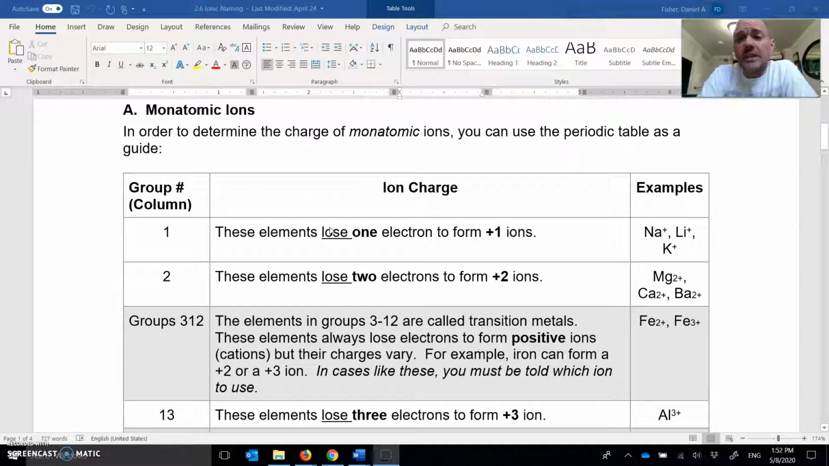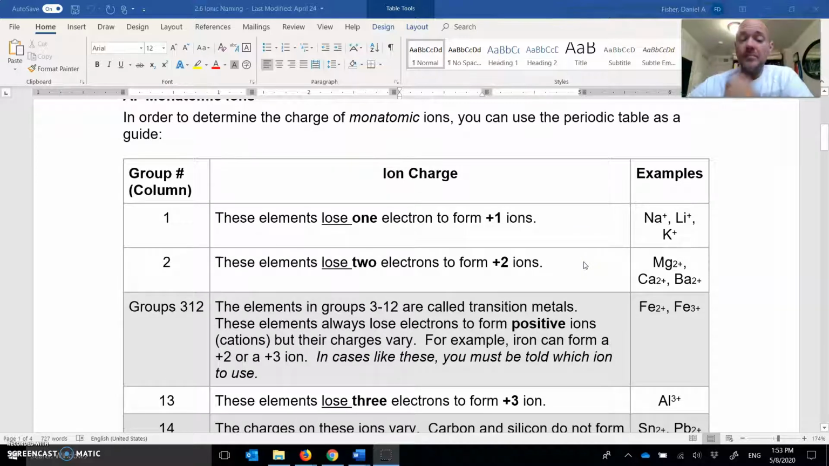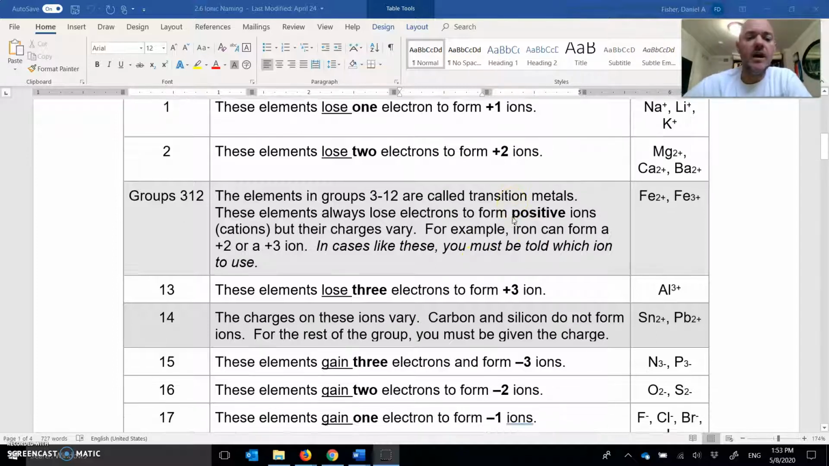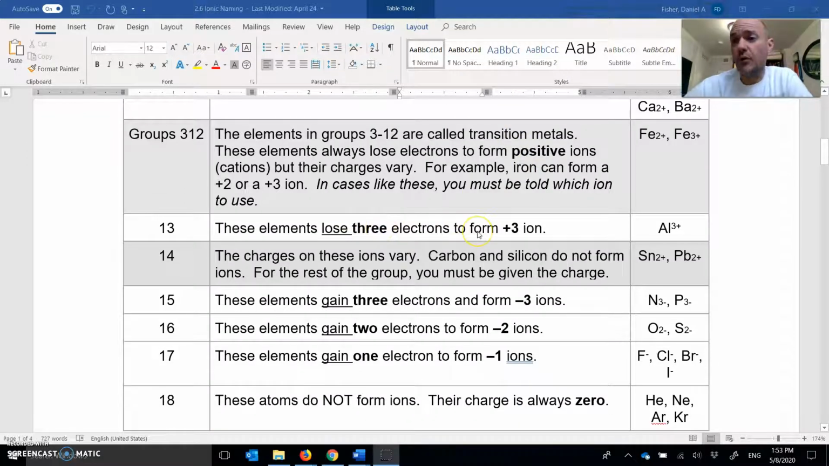It's something we've already done, right? So we've looked at things in group 1 that have one valence electron. They lose one, they become +1. Things in group 2, they lose 2 and become +2. Groups 3 through 12, what I will tell you is that they will form positive ions, but they're weird. So you don't have to worry about those transition ones right now. Okay? Group 13, so the boron group, they lose 3 electrons to form a +3 ion.